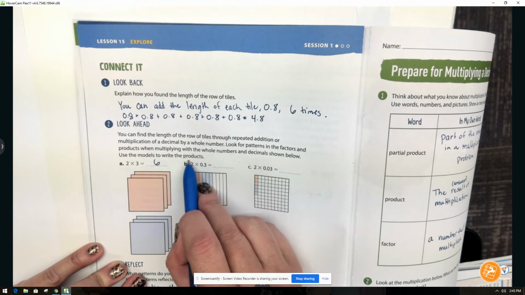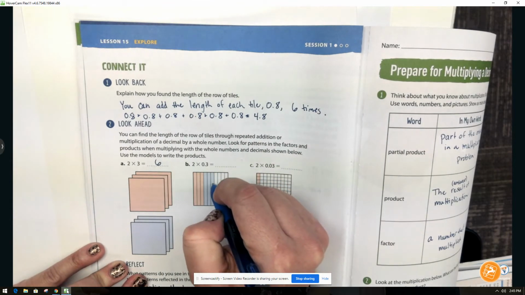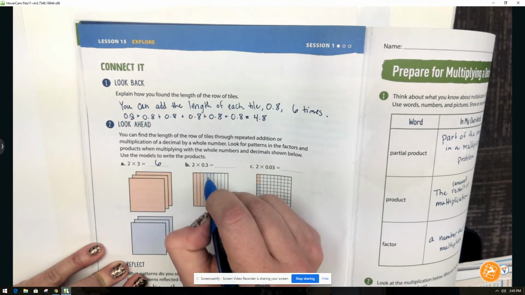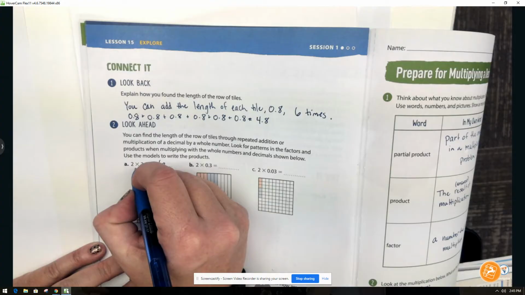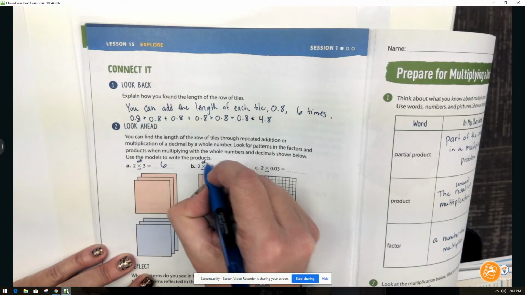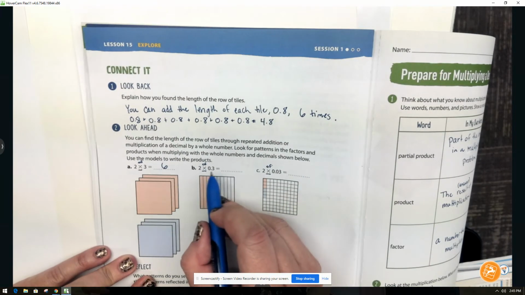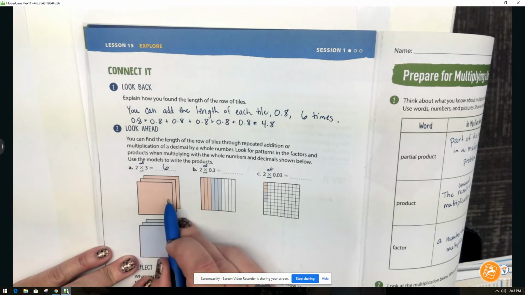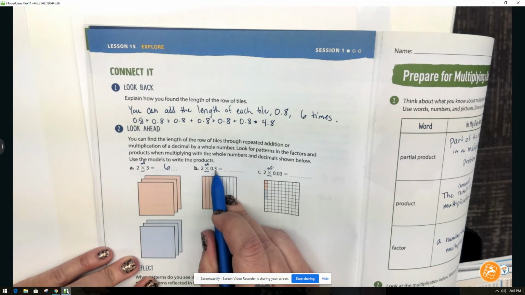Now, when we multiply 2 wholes times 3/10, that means we have a red group and a blue group. We have 2 groups. That's where the 2 comes from. And then each group has 3/10. So when you see this multiplication sign while multiplying with decimals, it means the word of. So in this case, we have 2 groups of 3. Here we have 2 groups of 3/10.